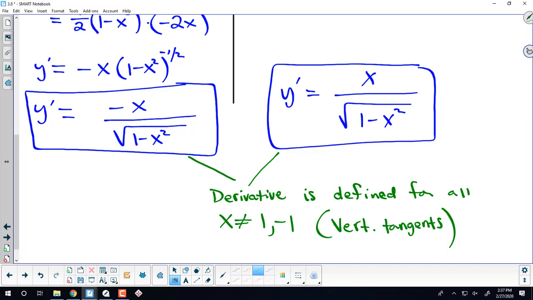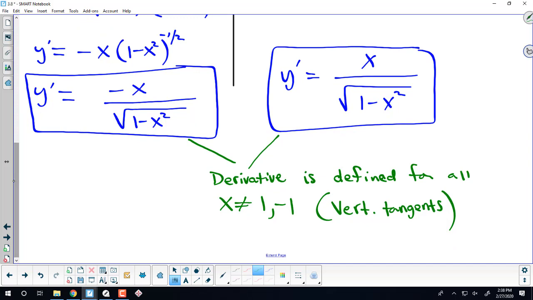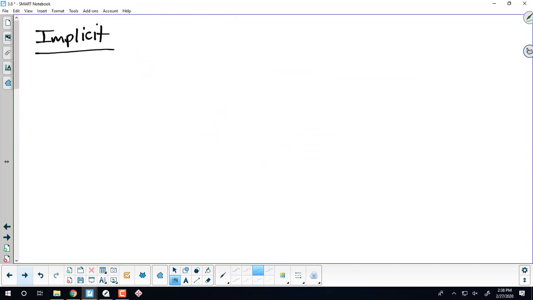So is that all right? Any questions on either of those derivatives? We said, here's something defined implicitly. We solved it explicitly, took the derivative. We have these two derivatives. Okay, so everyone's okay with that? Then we'll look at the implicit derivative of x squared plus y squared equals 1.